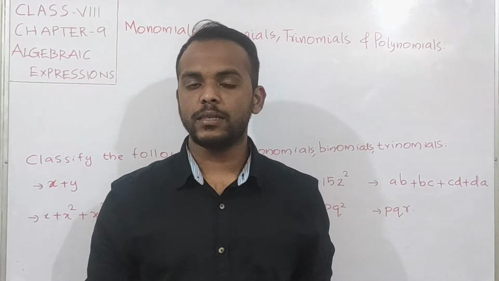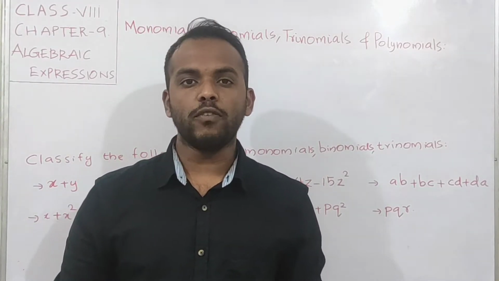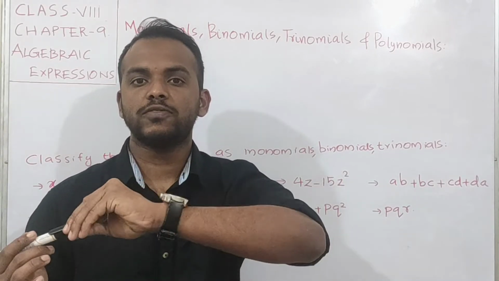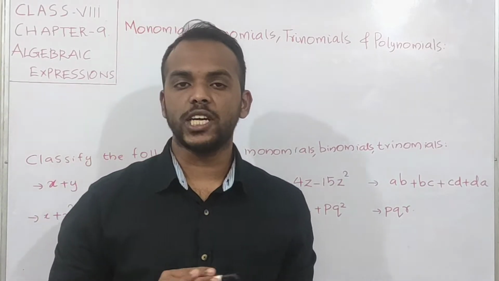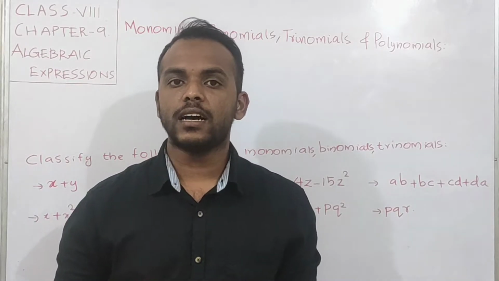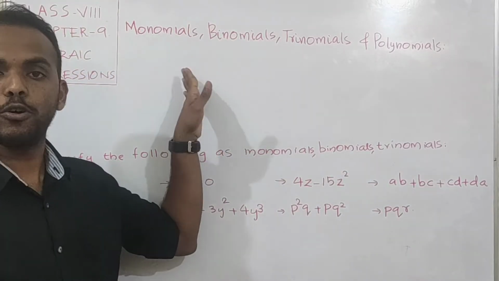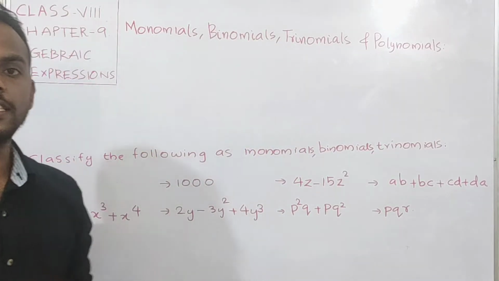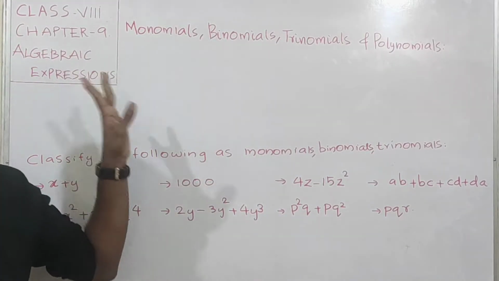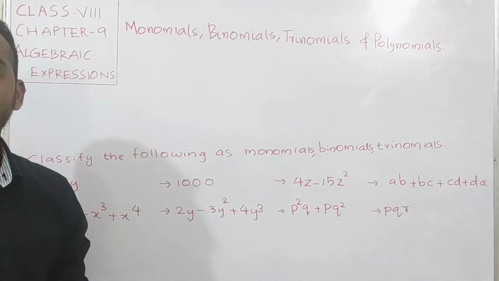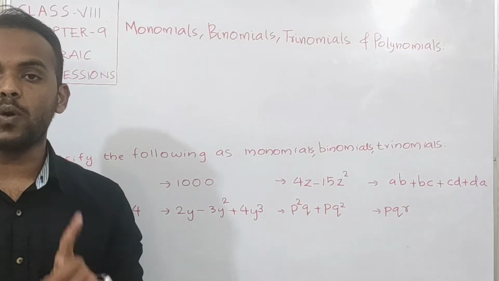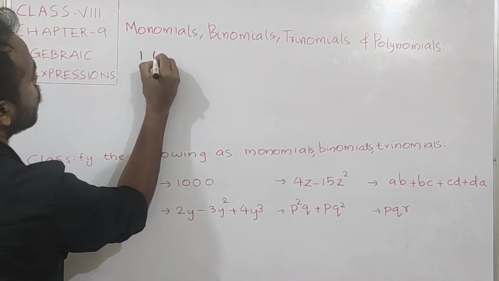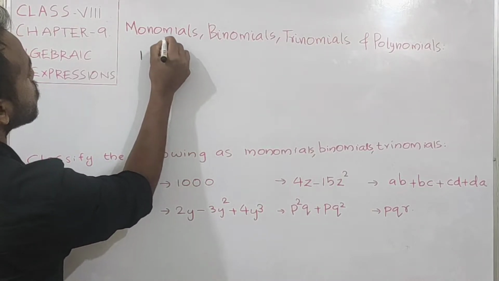Now let's move on to the next important part, classification of algebraic expressions. The algebraic expressions are classified based on the number of terms present in them, and the classification comes as monomial, binomial, trinomial and polynomial. Let's see what they are one by one. Monomial: mono means single. So if an algebraic expression contains only one term, then that's called a monomial. Only one term, then they are called monomials.